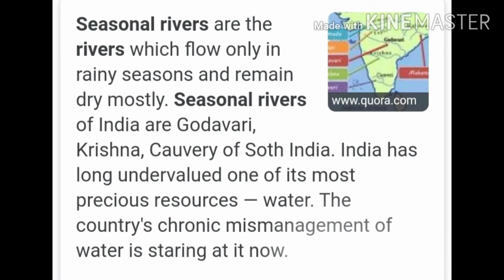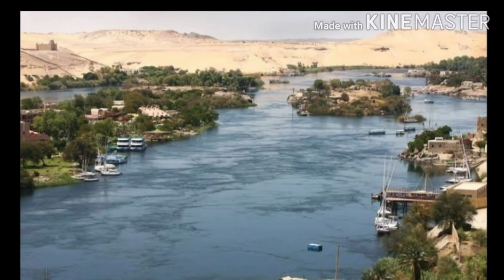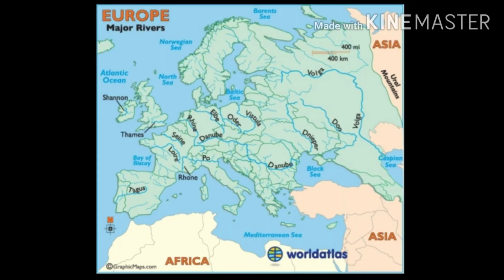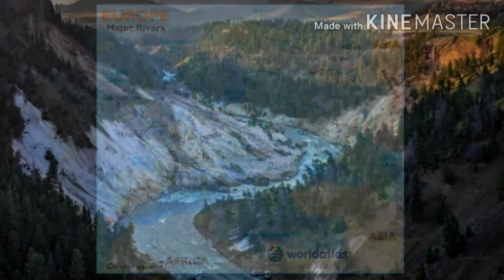Rivers that do not have water all year round are called seasonal rivers. Some of the well-known rivers of the world are the Nile and the Congo in Africa, and the Rhine, Danube and Volga in Europe, etc. These are examples of perennial rivers.